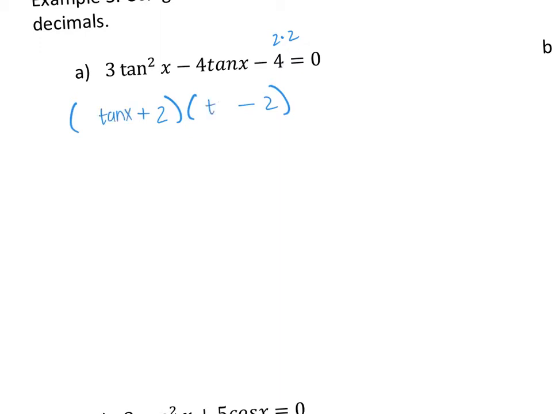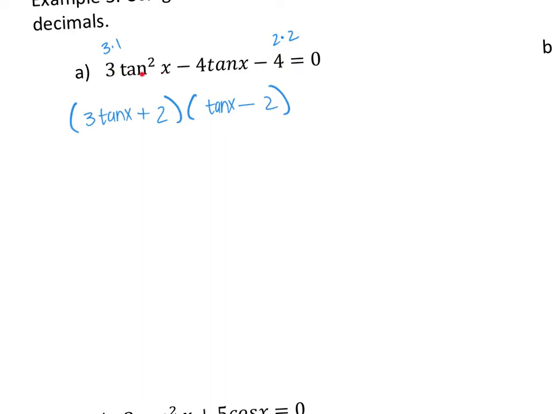So I'm just going to put things down first. So this is a tangent, tangent here. And then one of these tangents needs to be a 3 because 3 times 1. So I'll give the 3 to the first one here. And if this doesn't work, I'll give the 3 to the other one. So I'm just playing around and seeing if this factors out to be correct. So 3 tangent times tangent is 3 tangent squared. So this does work. Positive 2 times -2 does give me -4.